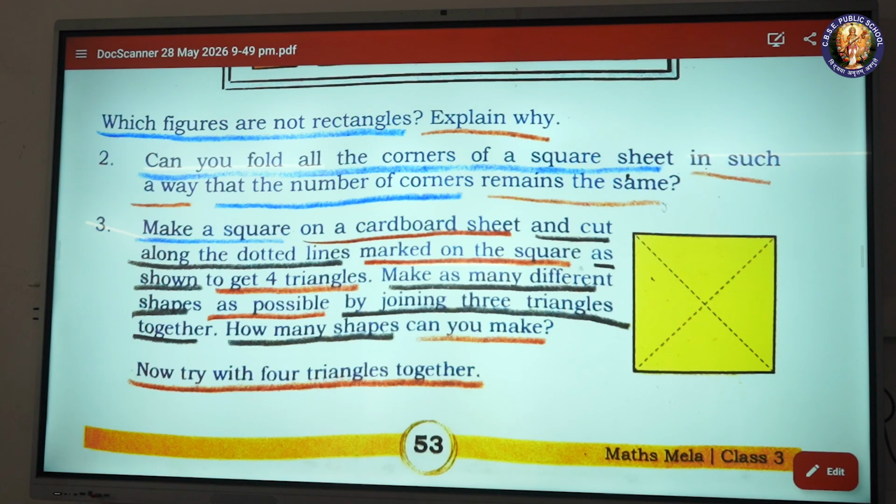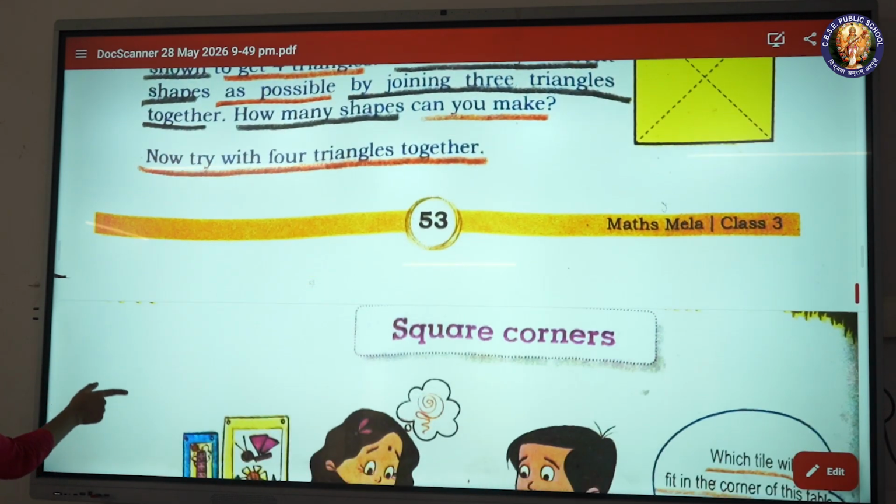3. Make a square on a cardboard sheet and cut along the dotted lines marked on the square as shown to get 4 triangles. Make as many different shapes as possible. By joining 3 triangles together, how many shapes can you make? Now try with 4 triangles together.